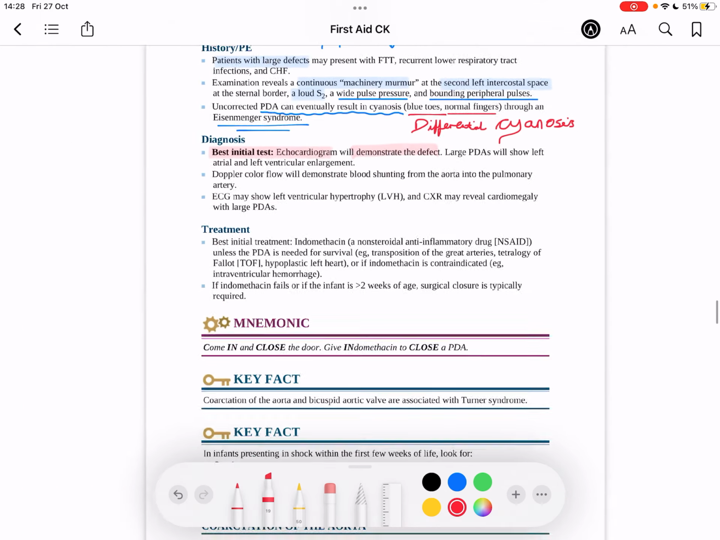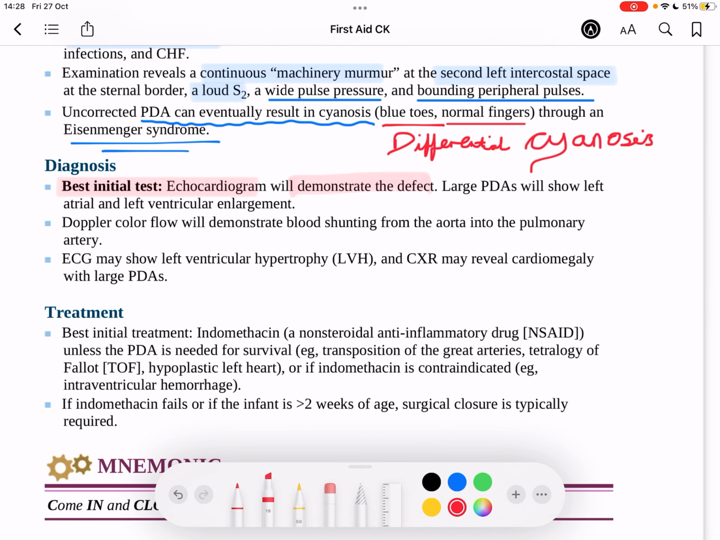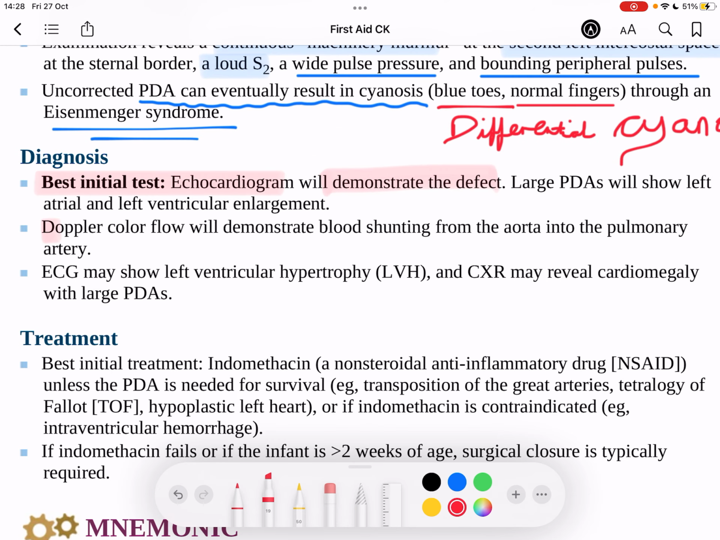And the question you've got to ask is, well, why would it cause that? Well, again, just like ASDs and VSDs, we're going to get more blood going back into the pulmonary circulation. Therefore, we're going to get more blood coming back into the left side of the heart, okay? So eventually the left atria and ventricle will become enlarged. I've already said you can do a Doppler color flow demonstrating the blood shunting.